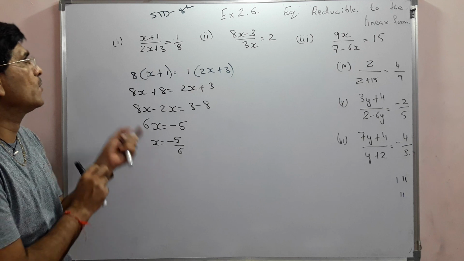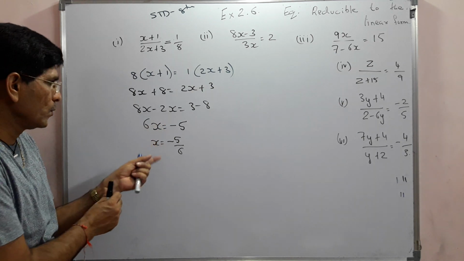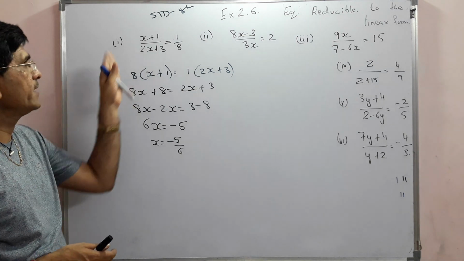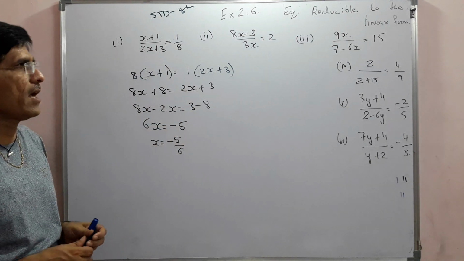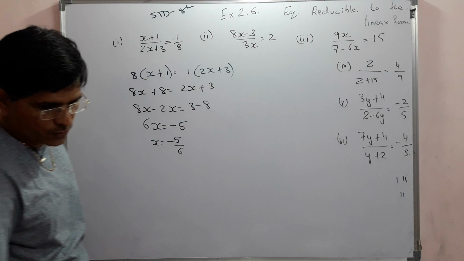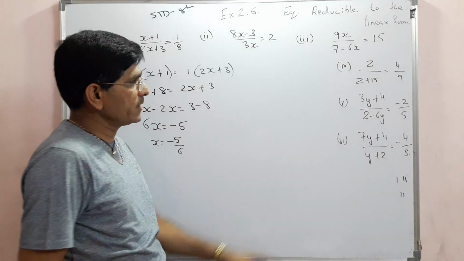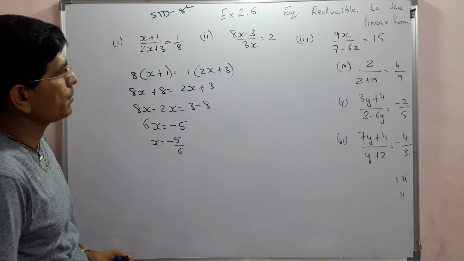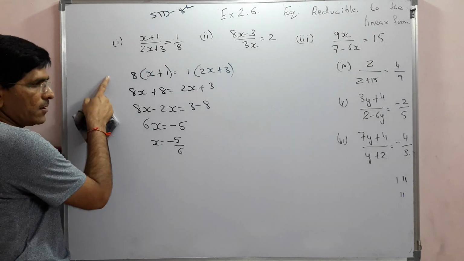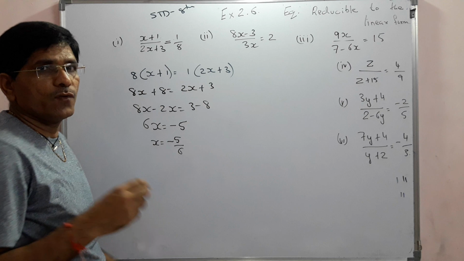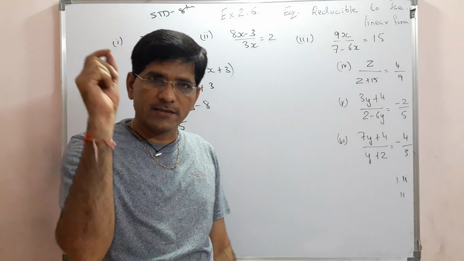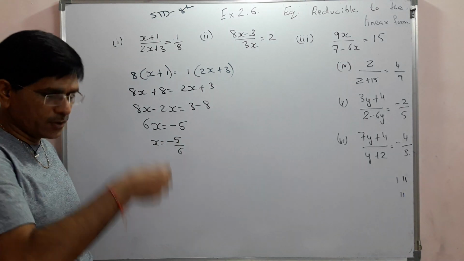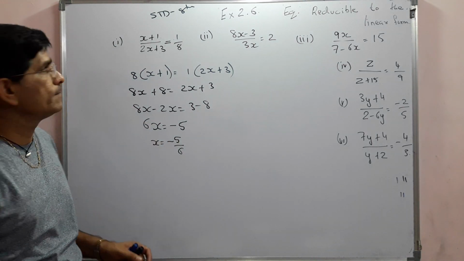We can now check whether our answer is correct or not by putting minus 5 by 6 here. If left hand side is equal to right hand side, then we can say our answer is correct. Such type of sum, total there are 6 sums, we can check any one sum because it is one type of checking. So I will write thoroughly. When you are watching the videos you have to write the sum thoroughly. When I am teaching online, at that time you have to write the sum directly.